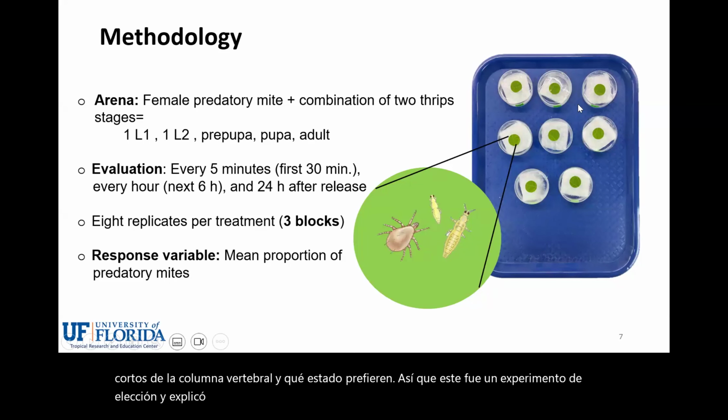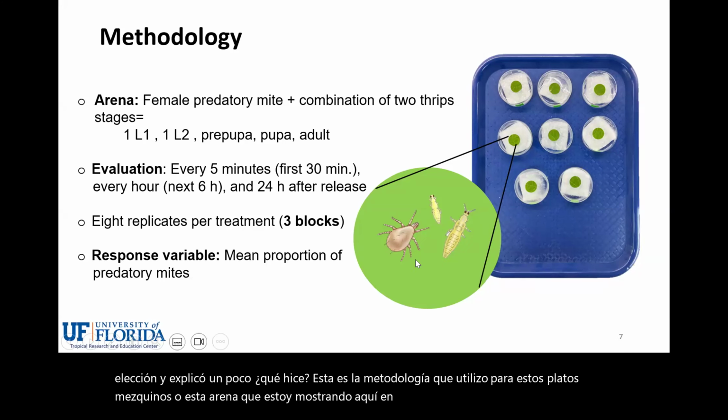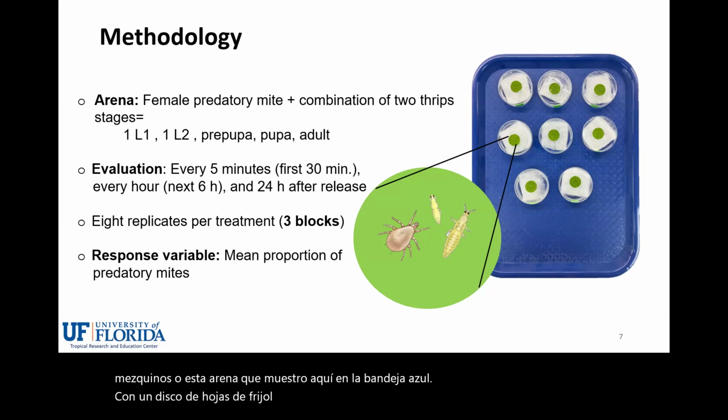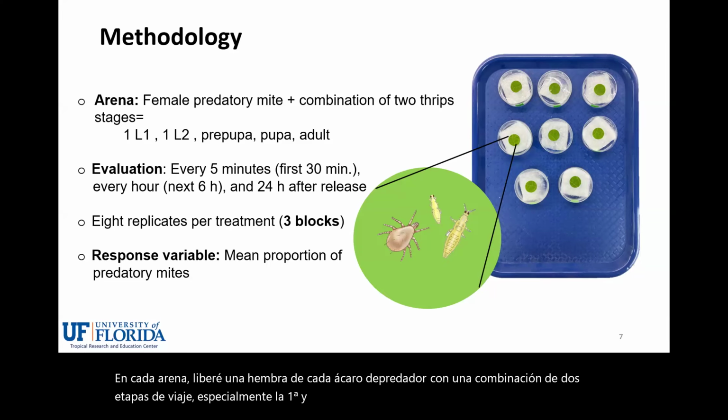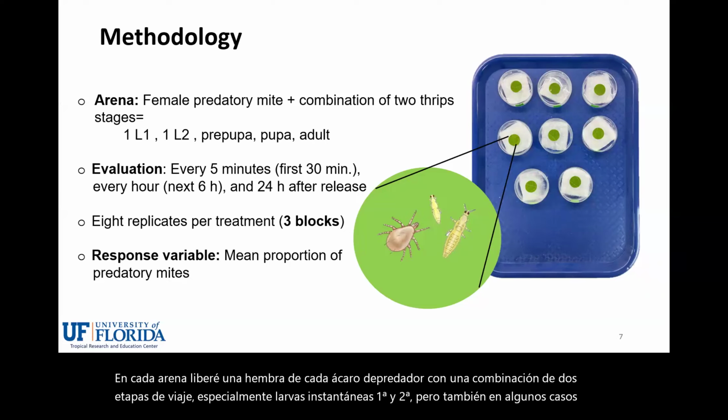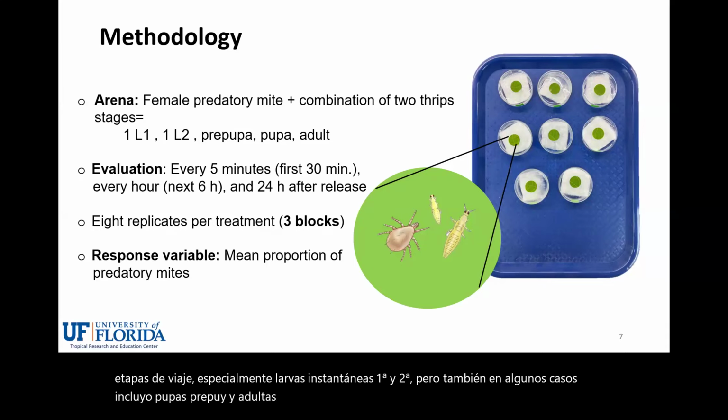I used these petri dishes or arenas that I'm showing here in the blue tray, with a bean leaf disc on top of wet cotton wool. On each arena, I released one female of each predatory mite with a combination of two thrips stages, especially first and second instar larvae, but in some cases I also included prepupae, pupae, and adults, in some special cases that I will explain through the presentation.